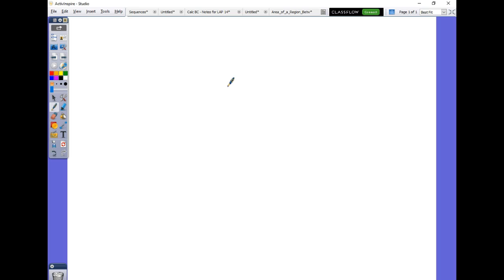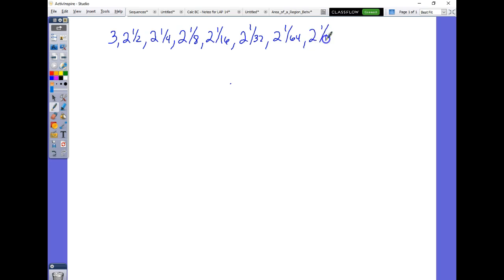What that says is, let's say I'm looking at a sequence, and it's not going to look like a particularly good sequence because I'm going to probably mess this up. But let's say we start at 3. The next term turns out to be 2 1/2. The next term turns out to be 2 1/4. Next term comes out to be 2 1/8, 2 1/16, 2 1/32, 2 1/64. Hopefully you've all figured out what I'm trying to do.